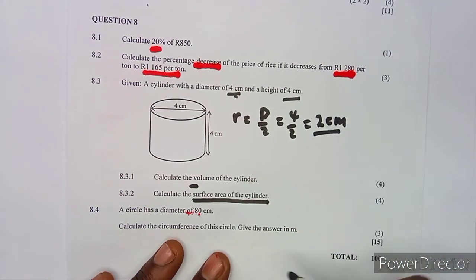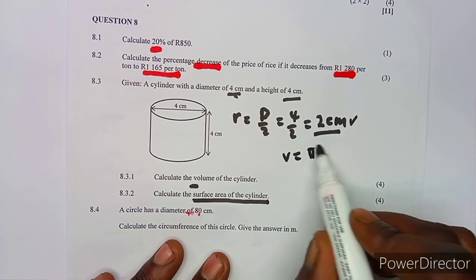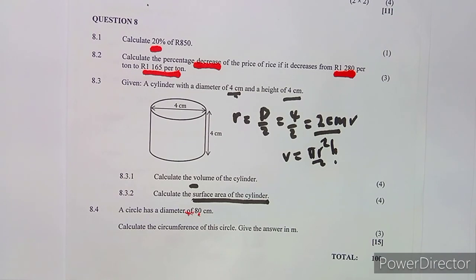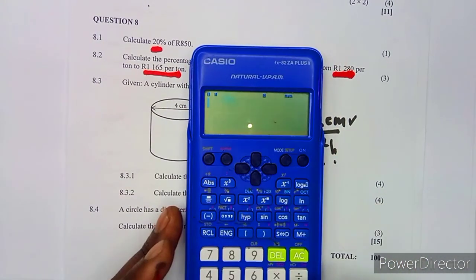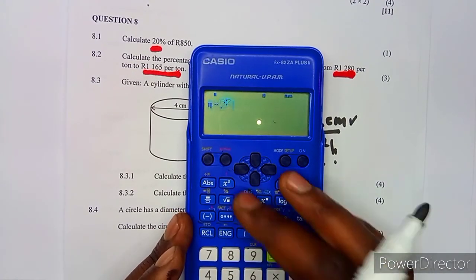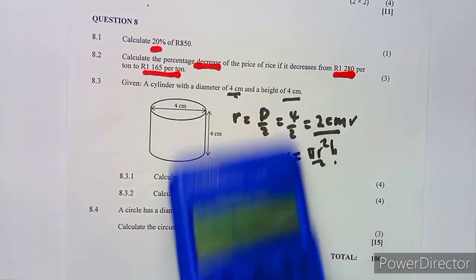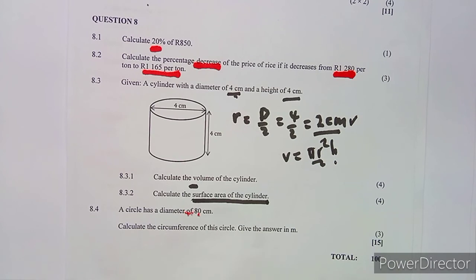That is your radius. So if you used the radius, your volume was going to be pi r squared h. We are going to obtain the same answer, which is pi r squared h. That's pi times r squared, which is 2 squared, times h, which is 4. So as you can see, we obtain the same answer. All right. Now the question is to calculate the surface area of the cylinder.